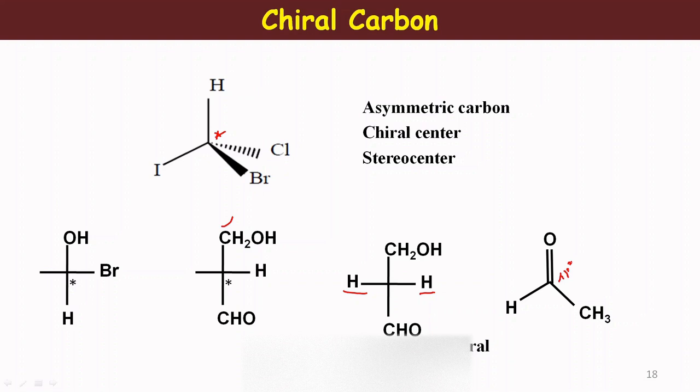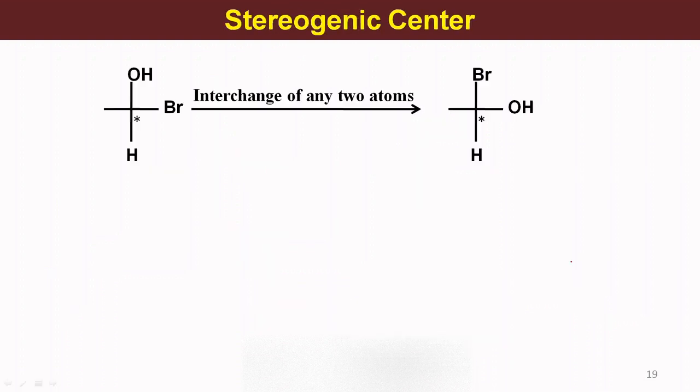So let us move on to the next concept called stereogenic center. So what is a stereogenic center? Consider any chiral molecule and interchange any two groups or atoms in it. If it produces a new stereoisomer, then that is called a stereogenic center. This property is called stereogenicity. Keep in mind that if we simply rotate the molecule, that will not lead to any new geometry or new stereoisomer. However, interchange of any two groups or atoms, if it produces a new isomer, is called a stereogenic center.